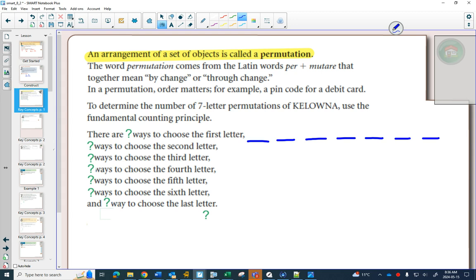you'd have 7 decisions you'd have to make. Your first decision, what letter are you going to put first? Well, you could choose any of the 7 letters. That could be your first letter. Now you've used up one. You don't know which one. Maybe you used up the W. Maybe you used up the O. You don't know which one you used up.